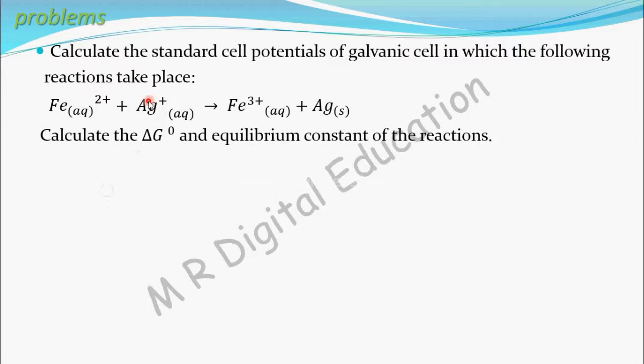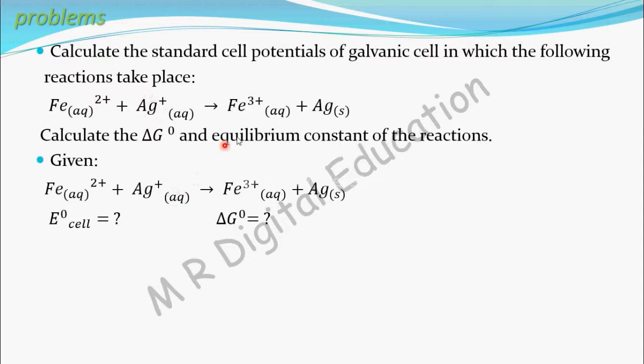See, in this problem, what is given? He has given this reaction, and we have to calculate the standard cell potential of the galvanic cell, delta G naught, and the equilibrium constant. You know that E cell equals E right minus E left, that is, E naught cell equals E naught right minus E naught left. Now you have to calculate E naught cell. For that, you have to know E right and E left.